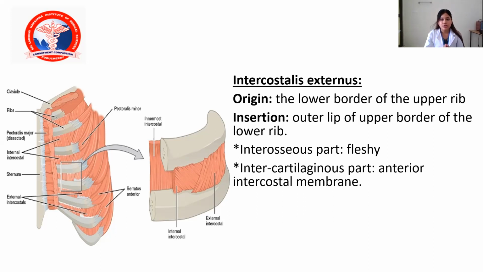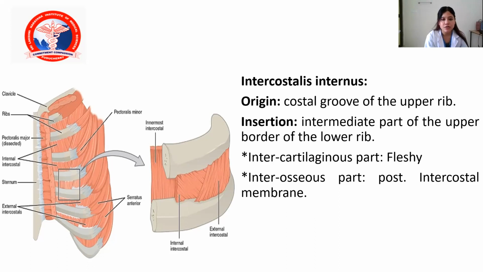So the intercostalis externus muscle takes origin from the lower border of the upper rib, with insertion on the upper border of the lower rib in the outer lip. The interosseous part is fleshy, and the intercartilaginous part is replaced by the anterior intercostal membrane. The direction and arrangement of the fibers we will see later again.